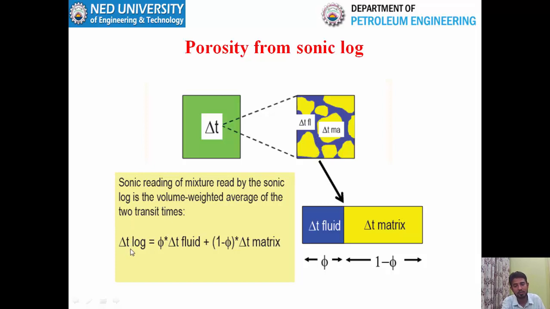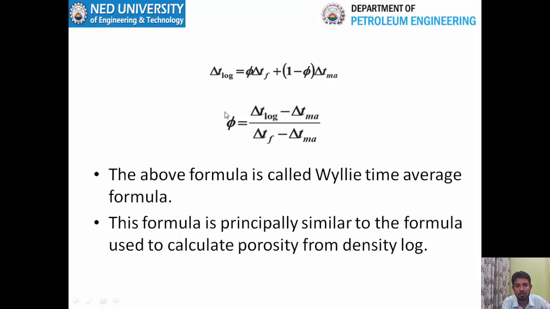So delta T log, the transit time, is a weighted average of the two transit times by this formula: porosity times the fluid transit time, plus the solid, which is 1 minus porosity, times the delta T matrix. When you rearrange this equation, you get an equation for porosity. Porosity is equal to delta T log minus delta T matrix, divided by delta T fluid minus delta T matrix. The same concept as in the bulk density log: before estimating the porosity, you need to know the matrix density.